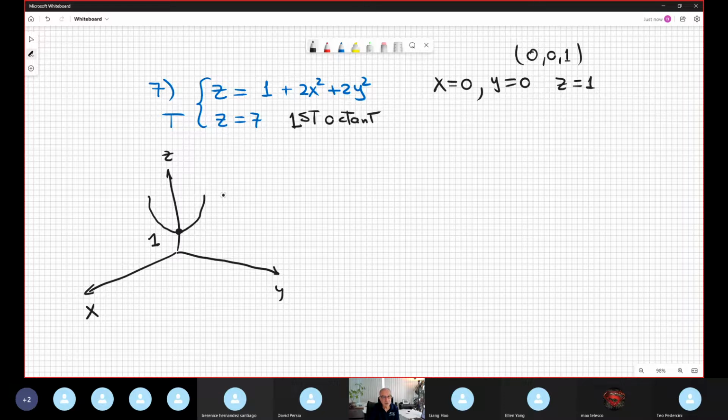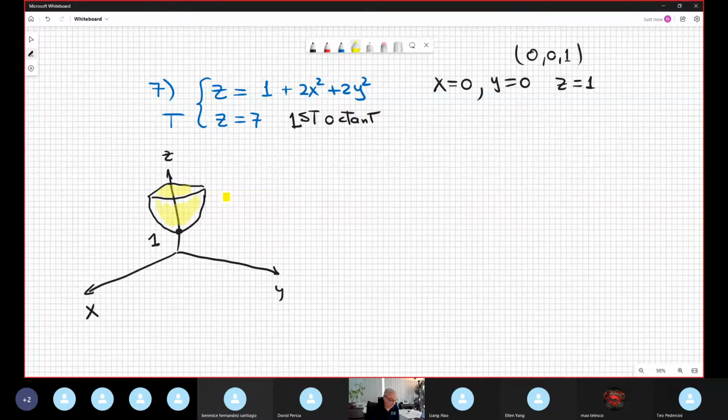Now, in the top part, it's bounded by z equals 7. Suppose 7 here, I don't know. And we have this. So the solid is bounded in the top part by the plane z equals 7. In the lateral wall, at least in the first octant, is the paraboloid, but it is also bounded by the plane x equals 0 and the plane y equals 0.